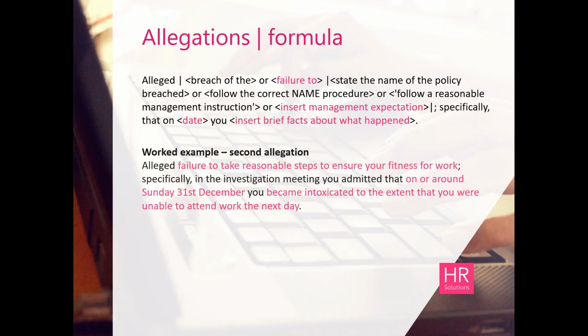And then I'm going to work through that second one. Okay, so we've got alleged again, and I've taken failure to. And then from the second section, I've used the option of a management expectation. It is reasonable for you as somebody's manager to expect somebody to take reasonable steps to ensure they're fit to work. And that includes not getting drunk immediately before you're supposed to start work first thing in the morning. So: alleged failure to take reasonable steps to ensure your fitness for work.